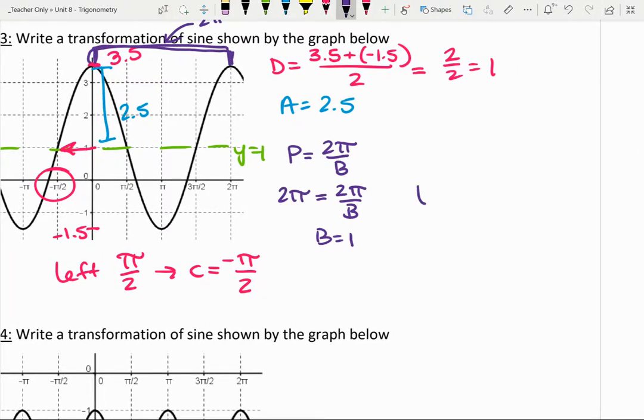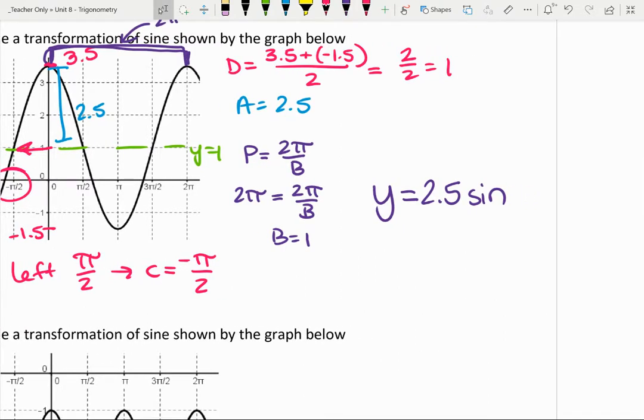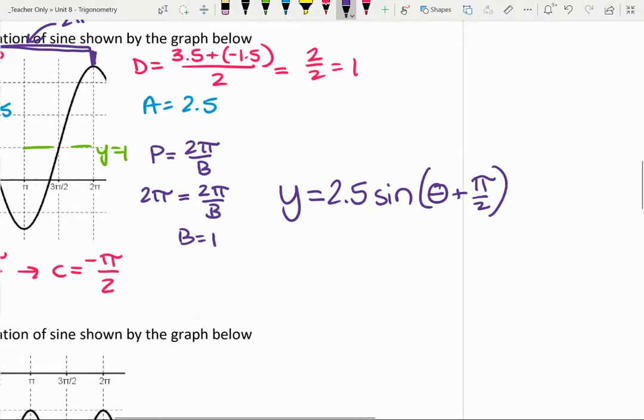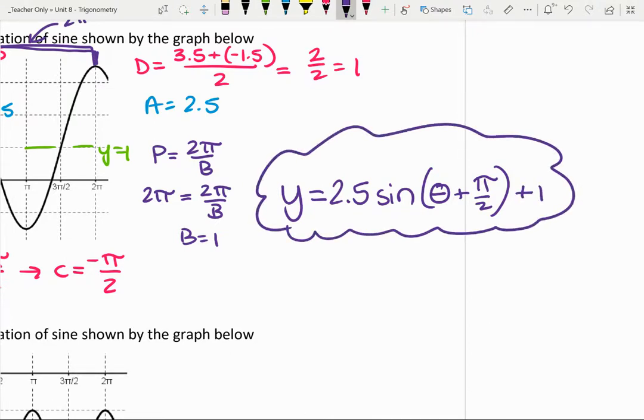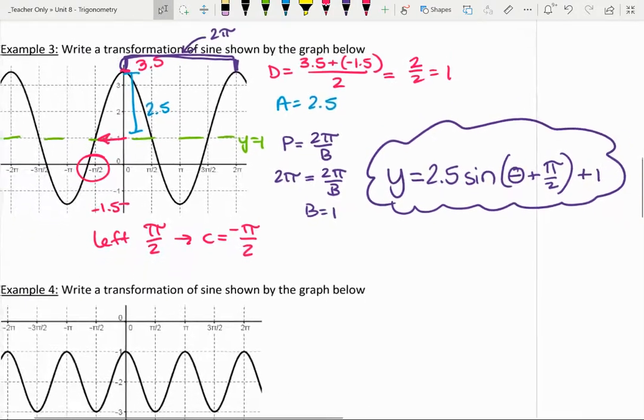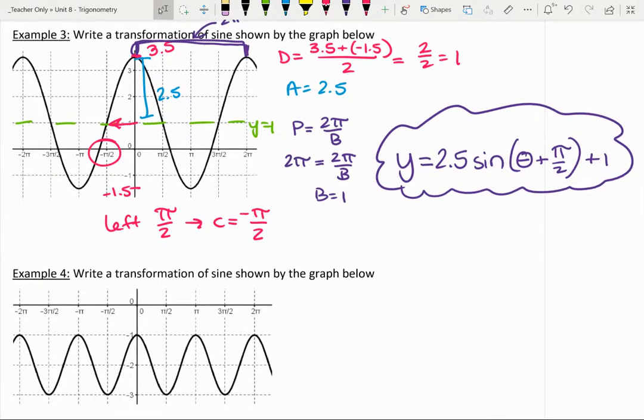So putting this all together, we're going to get the formula y equals 2.5 sine of, now I could put 1 as my b value or exclude it completely because a b value of 1 won't change the values, theta plus pi halves, remember that opposite sign there, and then plus 1. So I think one more example together, and then you will be ready to give this a shot all on your own.